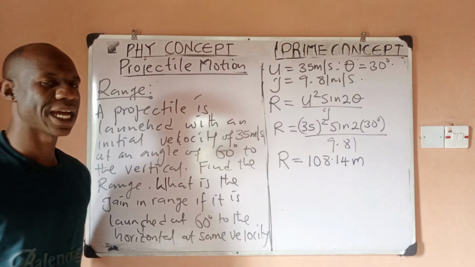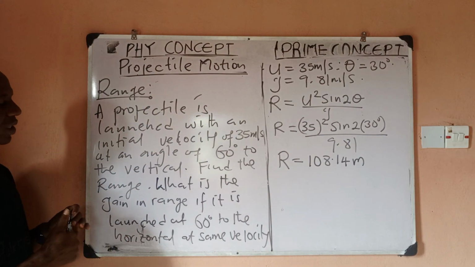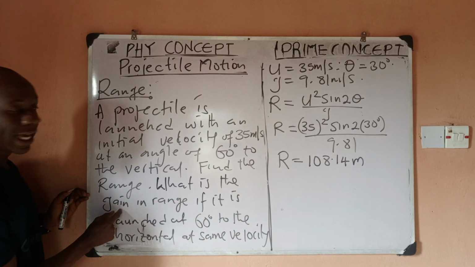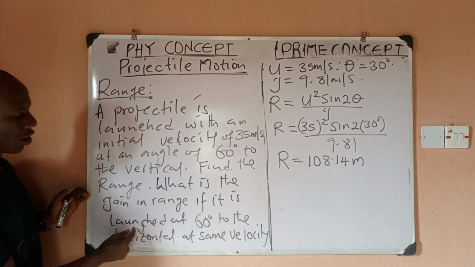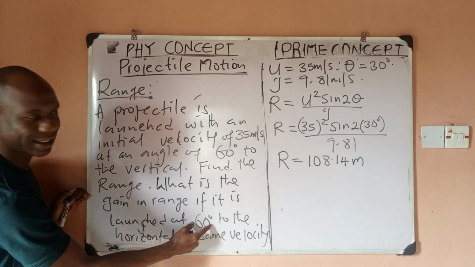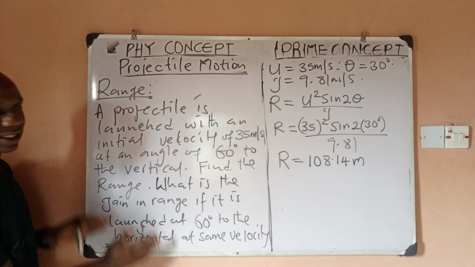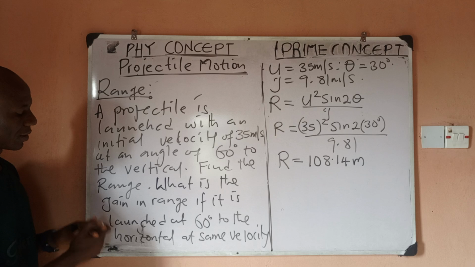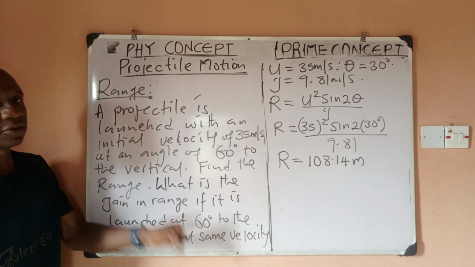Now, we have a second part of this question, which says, what is the gain in range if it is launched at 60 degrees to the horizontal? So it means that theta in this second case is 60 degrees, right? Yes. So what is the gain if it is launched at an angle of 60 degrees to the horizontal at the same velocity?